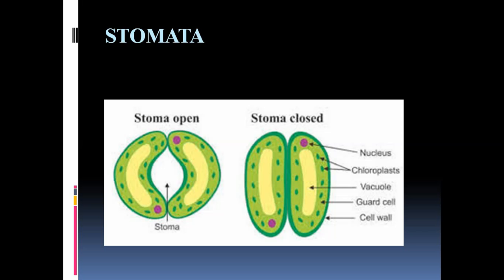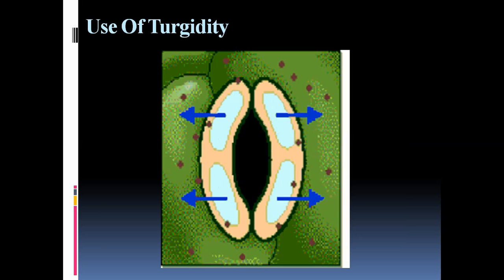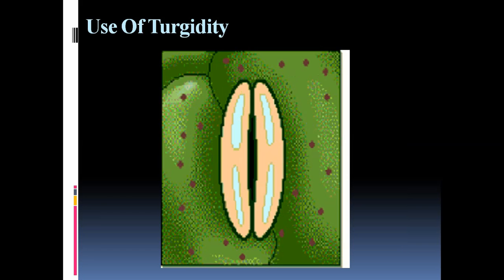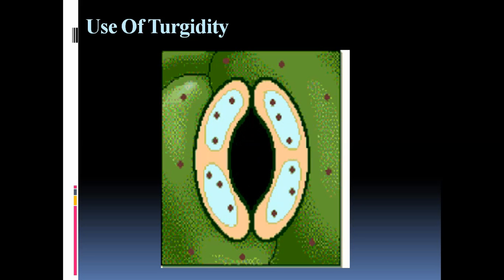Now we will come to the mechanism of stomatal opening and closing due to turgidity. When guard cells are flaccid, the stomata are closed. And stomata open when guard cells are turgid. The opening and closing of stomata depends upon the turgid and flaccid state of the guard cells.